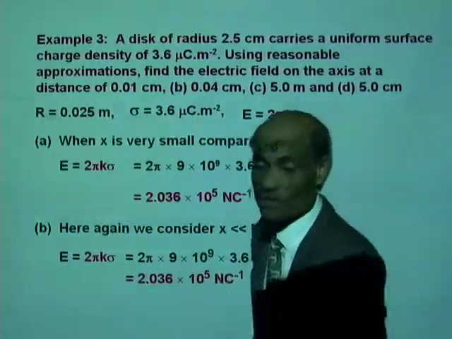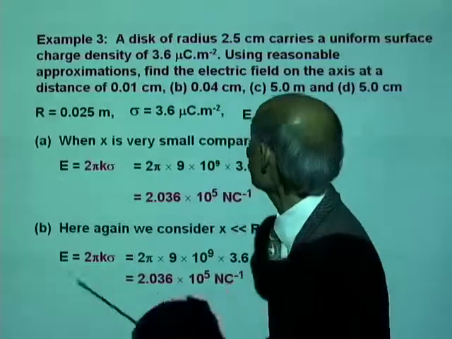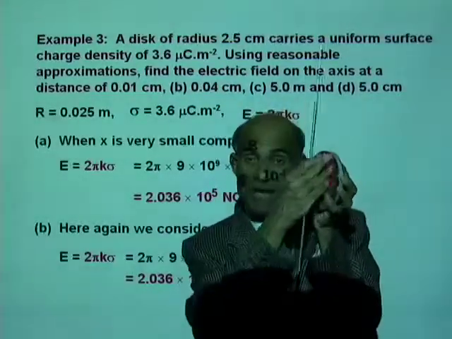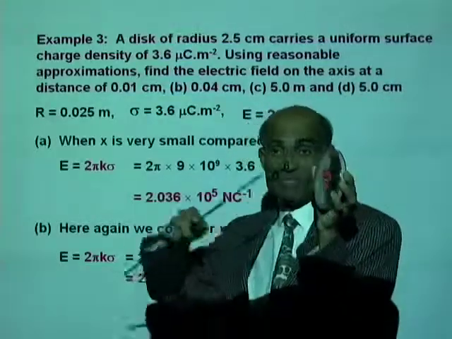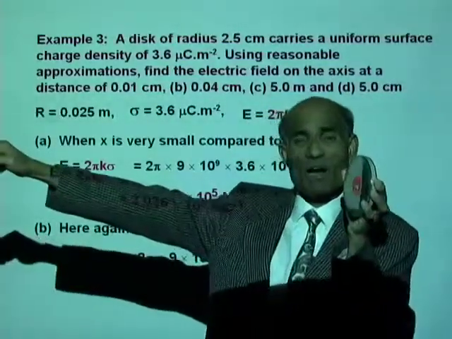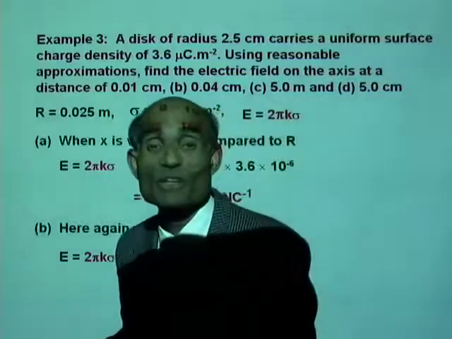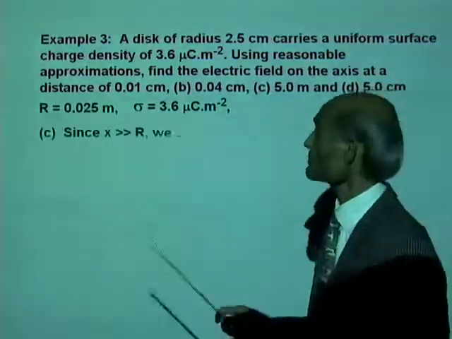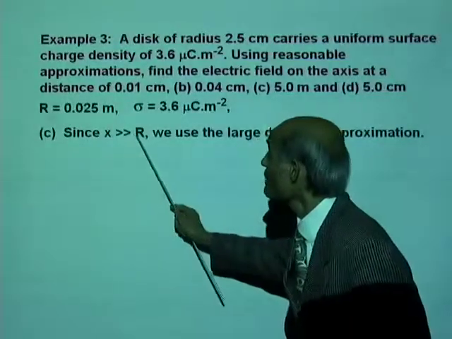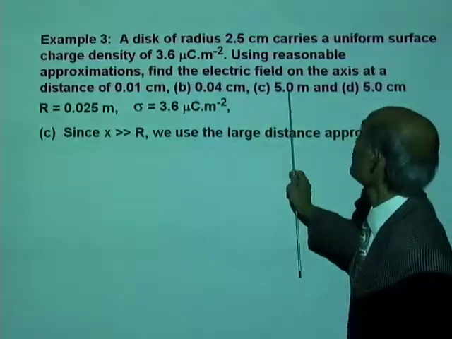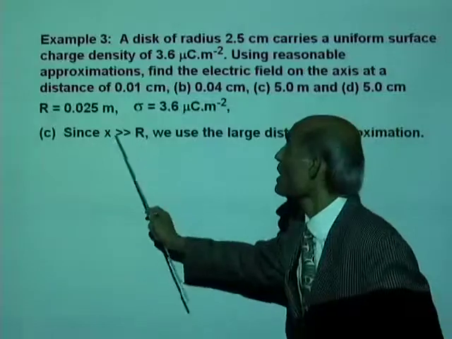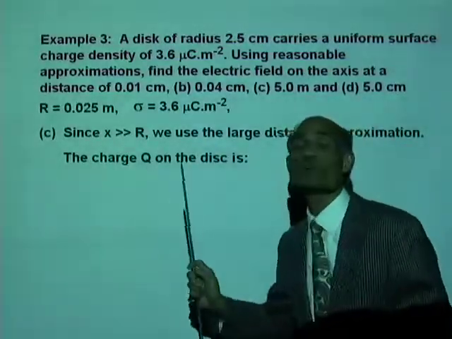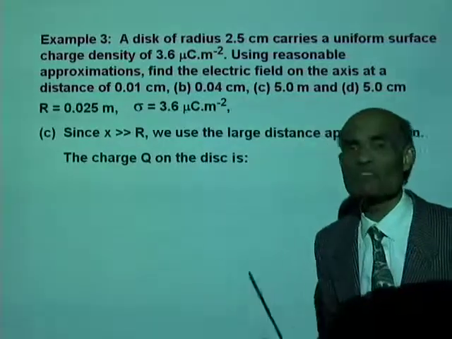How about the electric field at 5 meter from the disk? You see, the radius is only 2.5 centimeter. It's smaller than the disk I'm holding. So 5 meter is very far. We will use the point charge approximation there. Since x is very, very large, that is 5 meter is very large compared to the radius, we use the point charge approximation.